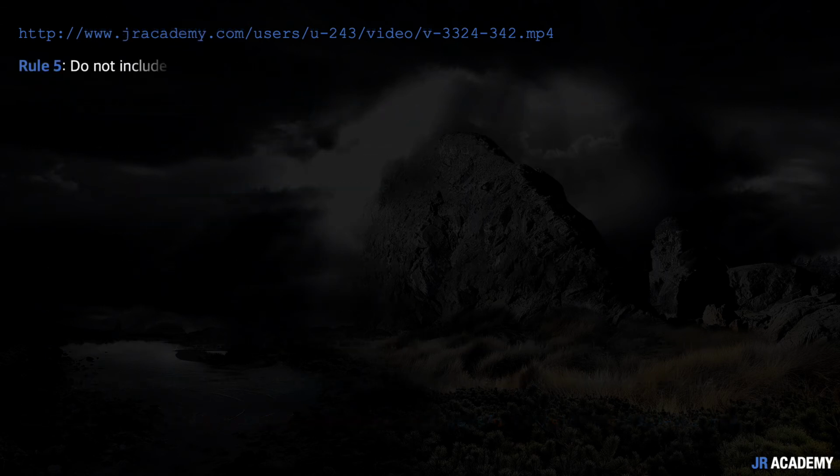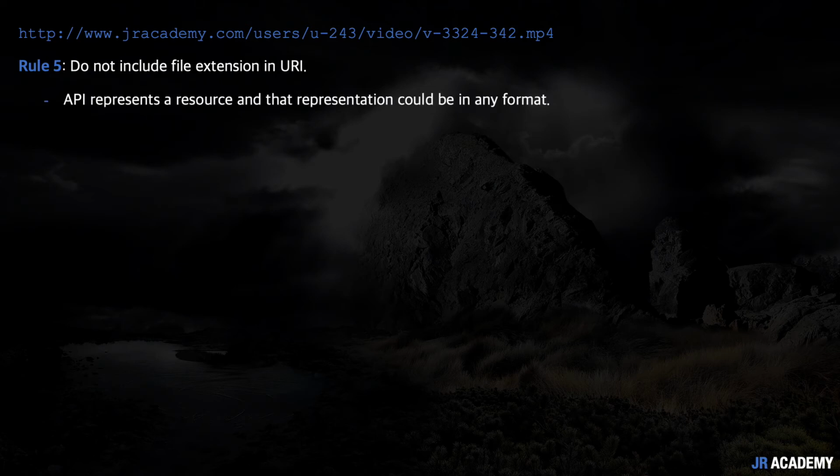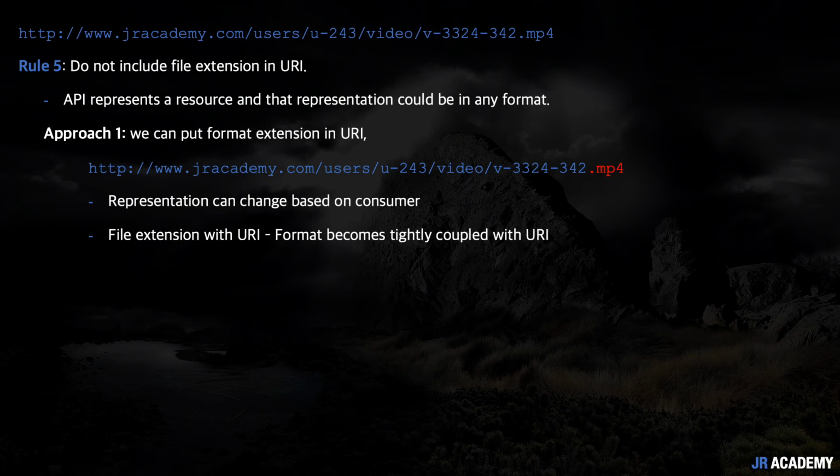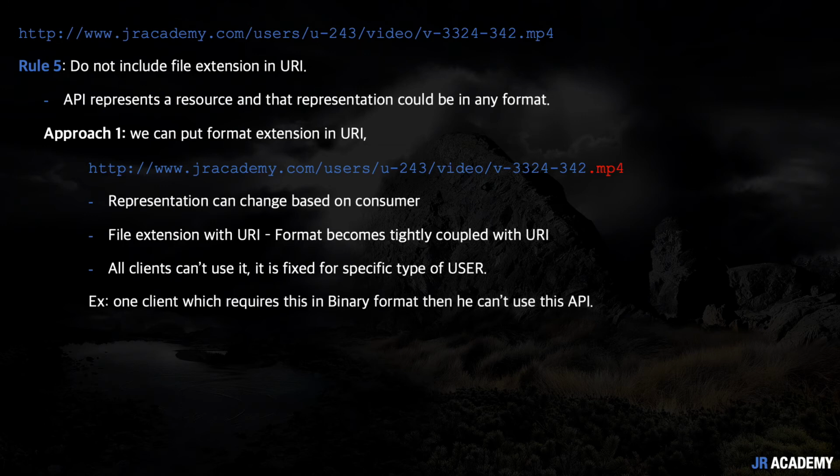And the next rule is about file type, which says do not include a file extension in the URI. So we know that an API represents a resource, and that representation could be in any format. So in that case, we have two options. We can put a file extension in the URI, which we did in our example, but this is not the right approach in REST, because we mentioned earlier that the representation can change based on the consumer, and if we put a file extension with the URI, then it becomes tightly coupled with the URI, and not all clients can use this API, and it is fixed for a specific kind of user. So in our case, let's say we have one client which requires this MP4 file in binary format, then he can't use this API.